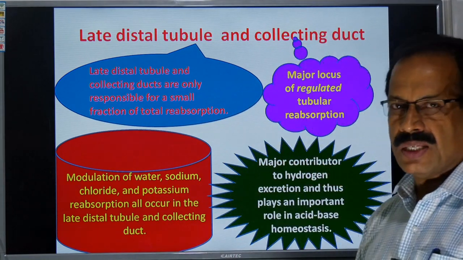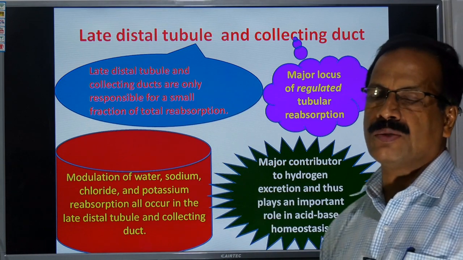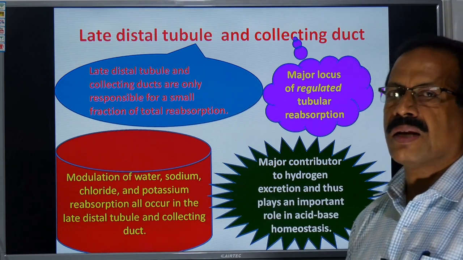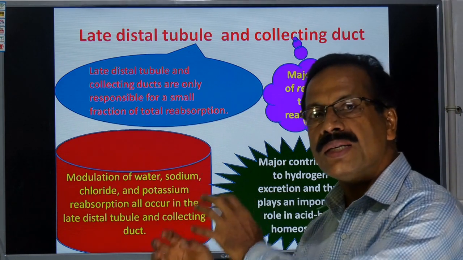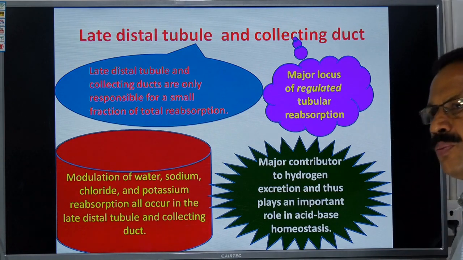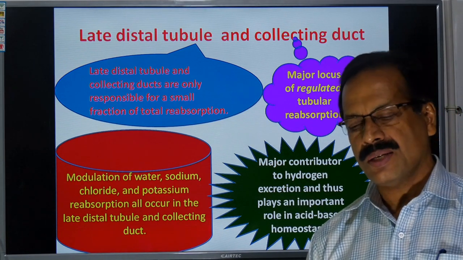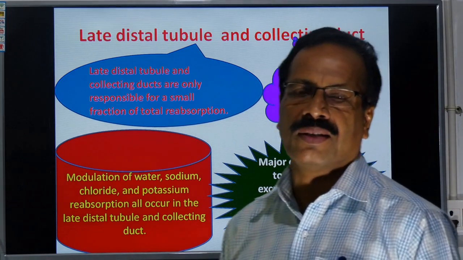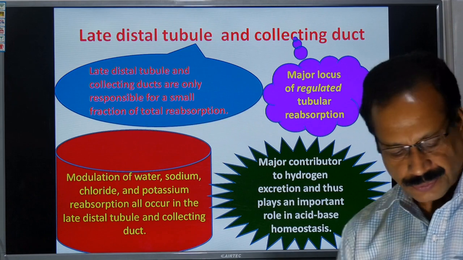Only those substances which are highly needed by the body are reabsorbed at these places, like reabsorption of water, which is controlled by the body's requirement of water. And this is also a major site of secretion of hydrogen ions. This hydrogen ion secretion controls the acid-base balance of the body.